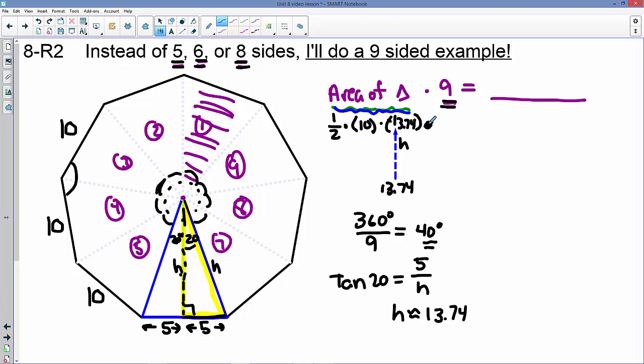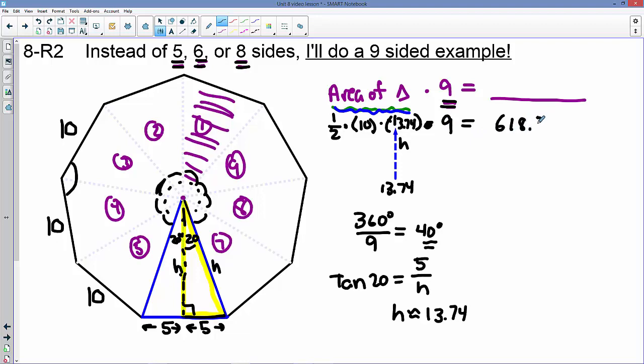Oh, don't forget, we're going to multiply that by 9. So we'll just do it all in one fell swoop, okay? So easiest on my calculator, I'm going to put 0.5 for the 1/2 times 10. Don't distribute this 0.5 to both of these. I've seen that happen way too many times. It's 1/2, then press times 10, then press times 13.74, and then times 9. Okay, and you should get 618.